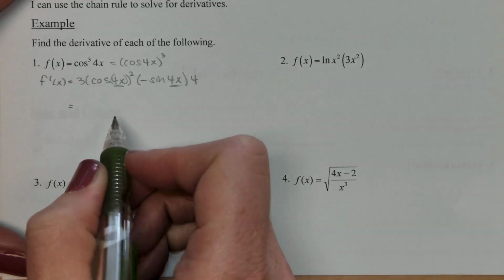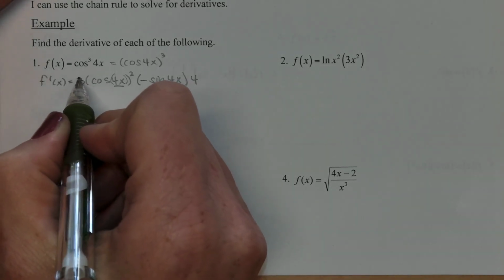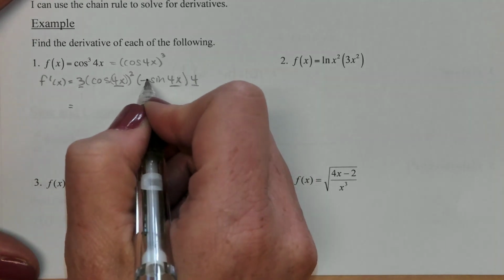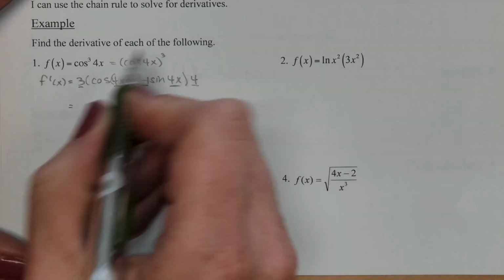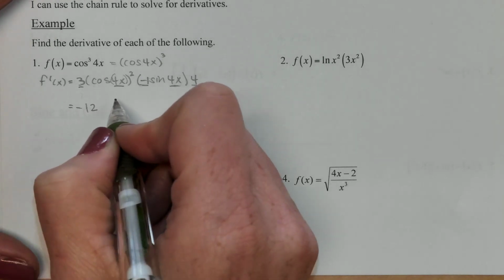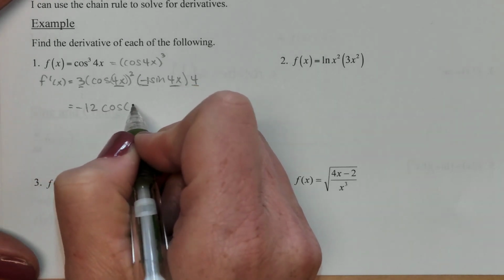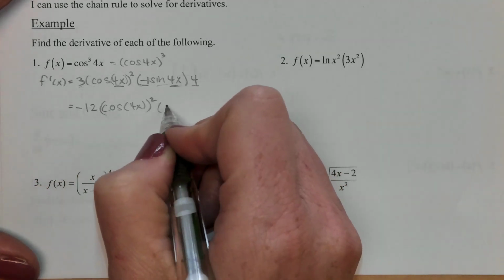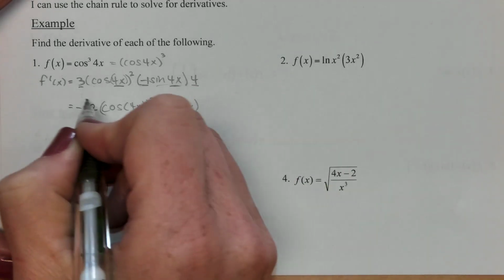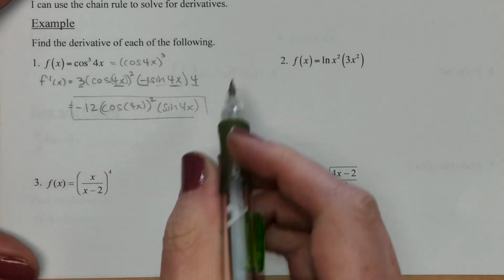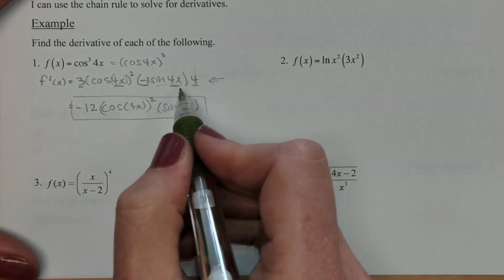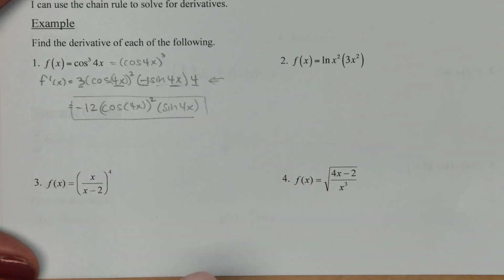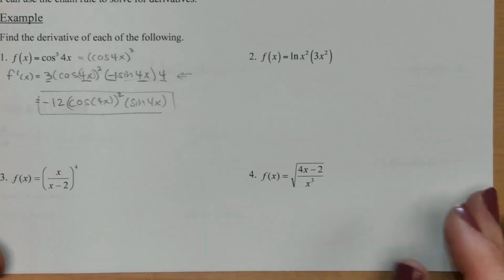So just simplifying now, I'm going to underline these lone coefficients, so a 3 and a 4. And technically this negative 1, I can pull all of those out front and make negative 12. And then I've got cosine 4x to the second, and I've got this sine 4x. That's about it. So technically that is correct. All the pieces are there. There's no negative exponents or anything problematic. This is just cleaning it up, making it look a little more presentable.